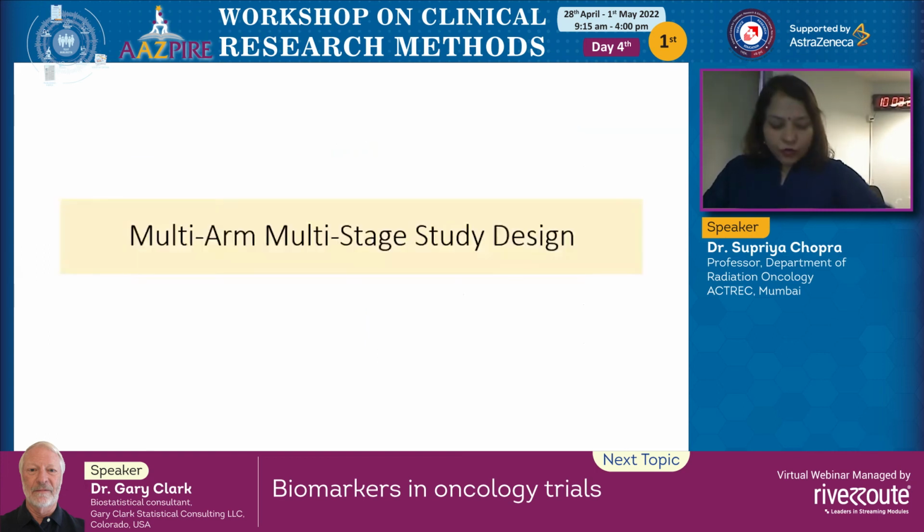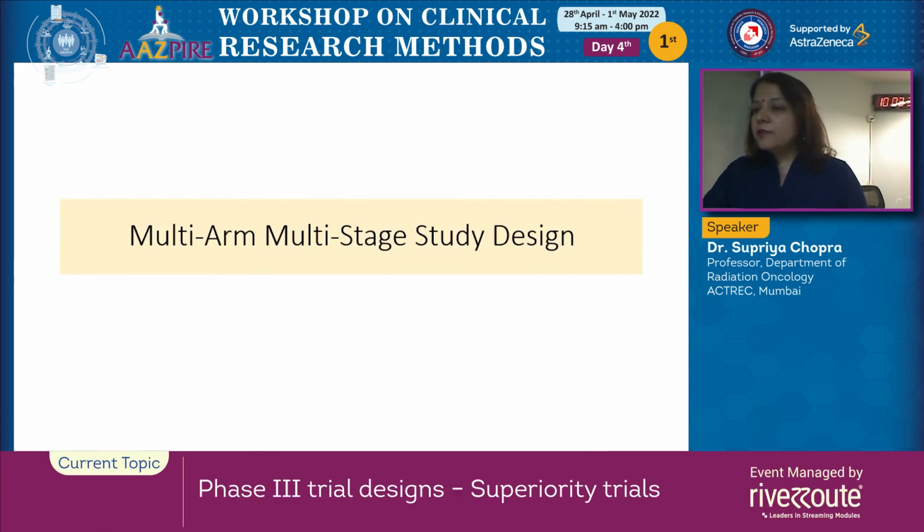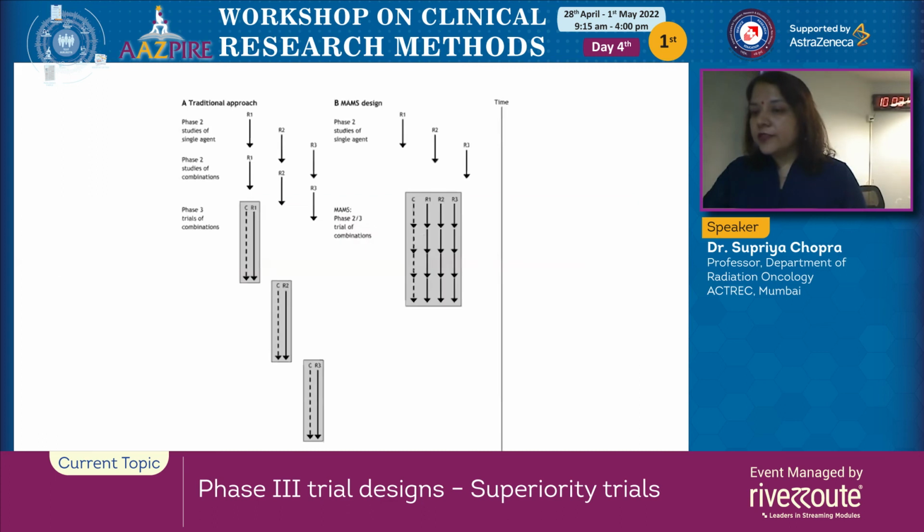So I think before we end, it's very important that I talk about multi-arm, multi-stage design. It is not a classical phase 3 randomized trial, but it is a phase 2 selection design, also to select superiority. So this MAMS is very popular within the UK group, and there are a couple of trials like STAMPEDE, also partially ISPI, which go with this design.